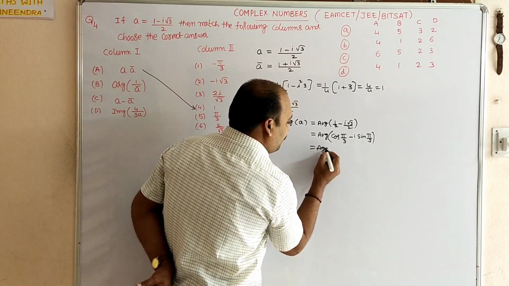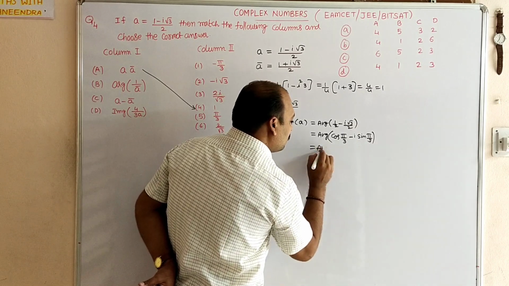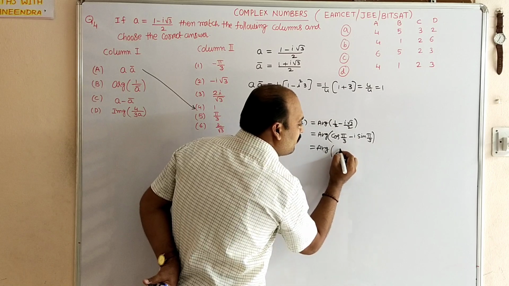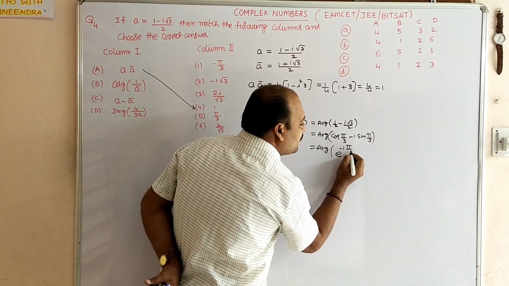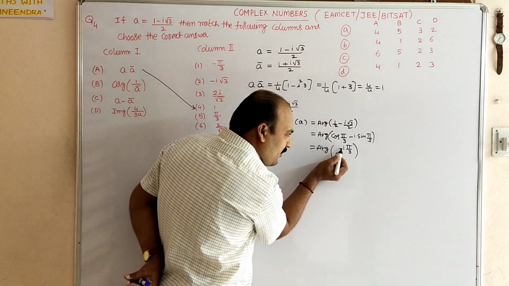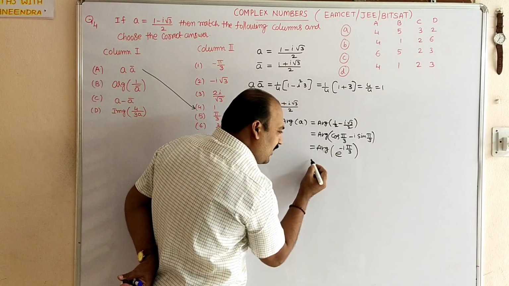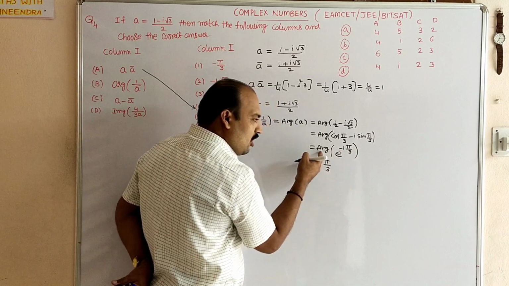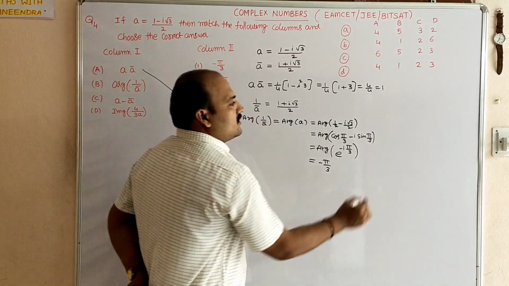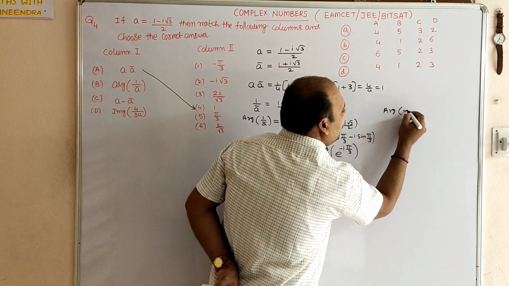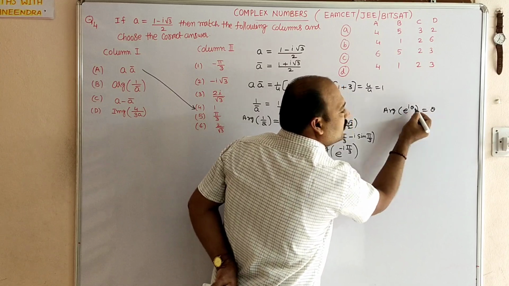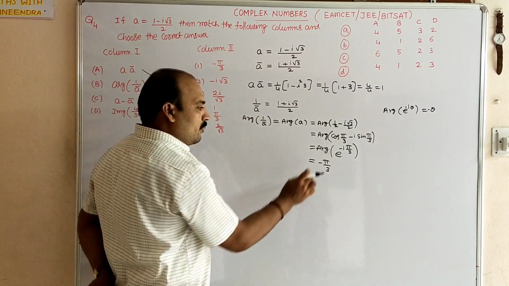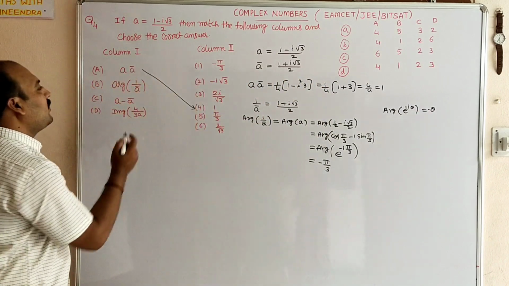So the argument of this can be written as e power minus i theta, where theta is pi by 3. Here whatever angle theta is there with the minus is called the argument. So minus pi by 3 is the argument of this complex number. The argument of e power i theta is theta, so with the minus, minus pi by 3 will come. Minus pi by 3, where will it be?